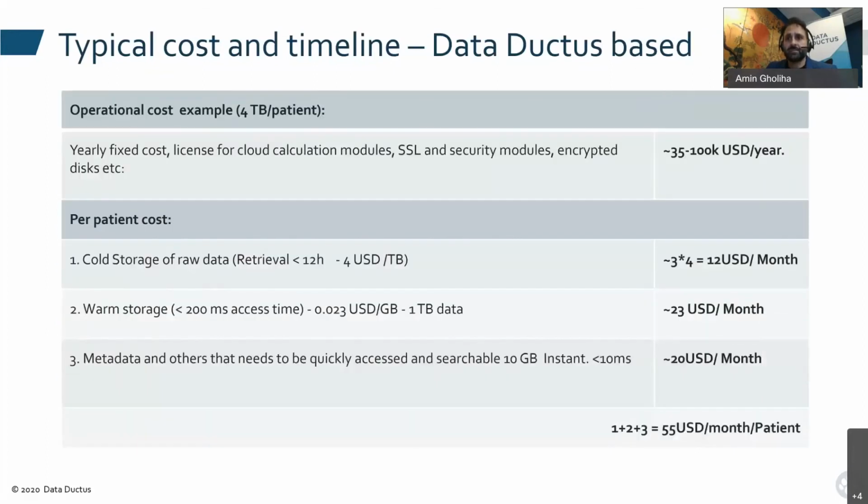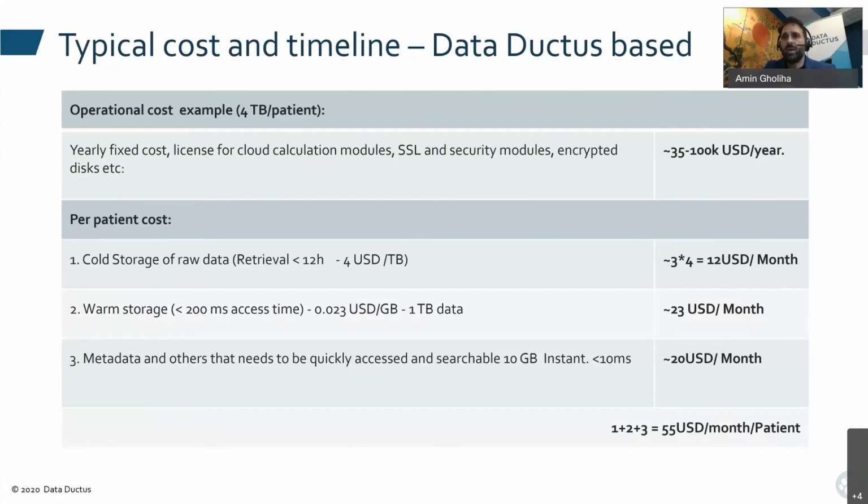And operational costs will be around a fixed cost of $100,000 per year, and the per-patient cost will depend on what type of layer the data resides in. Of course, if you have your data in cold storage, it is cheaper. If you have it in warm storage, the access time to the data is a little bit less, but it is more costly. And then finally, if you have data that you want to use straight ahead with less than 10 millisecond access, it will cost more.